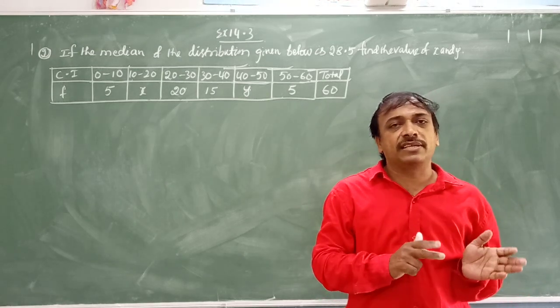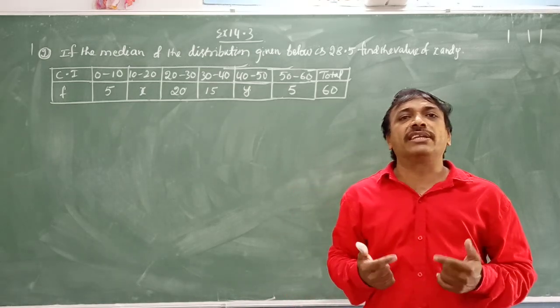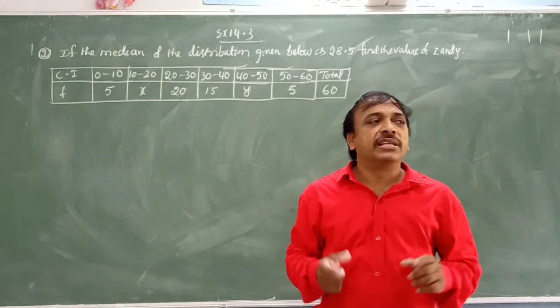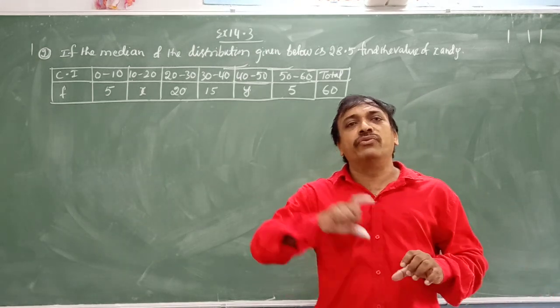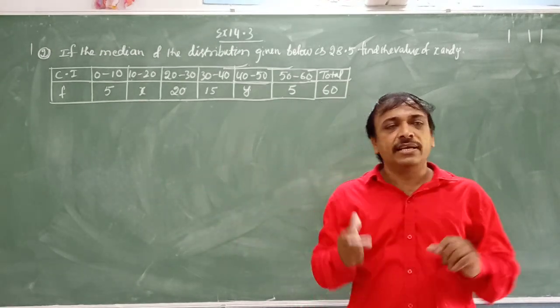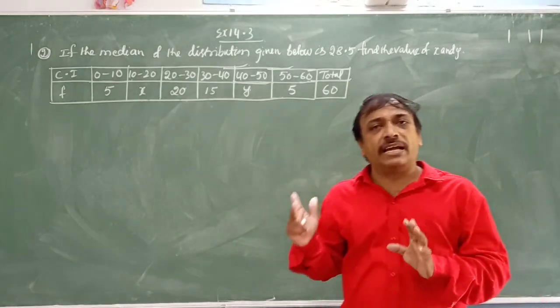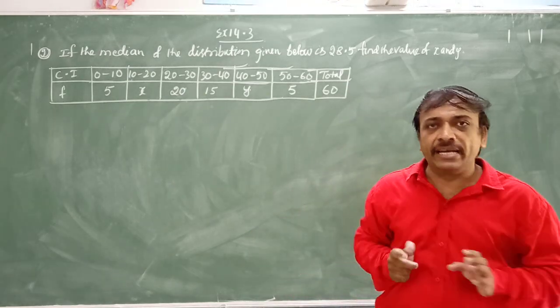Once they give a discontinuous data, then we convert it into continuous. Then after we calculate the cumulative frequencies, we calculate the n by 2 value, and from the n by 2 value we identify where the median class interval lies, and the frequency. So the formula we used is L plus (n by 2 minus CF) by f into h, that is the median.